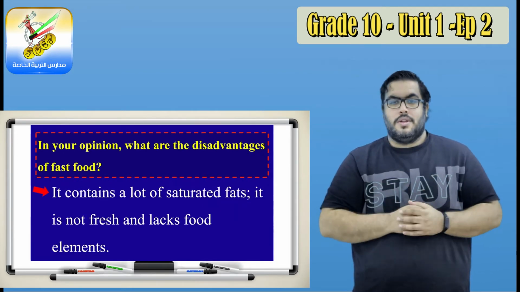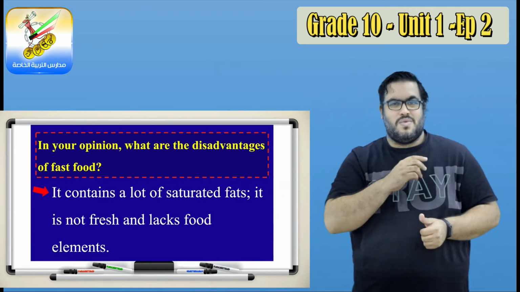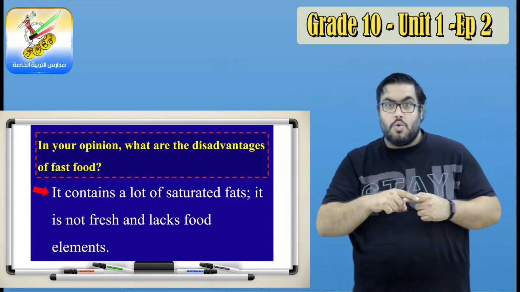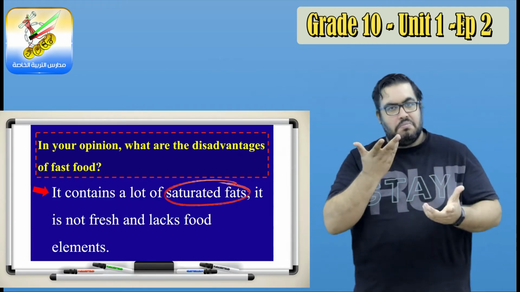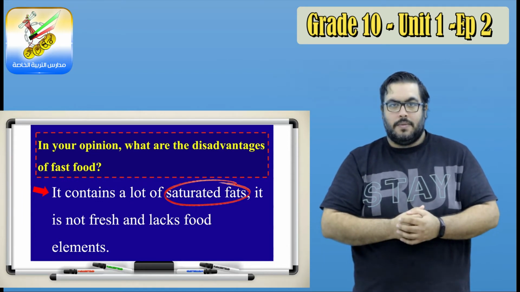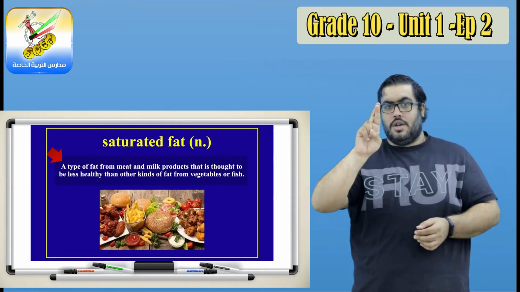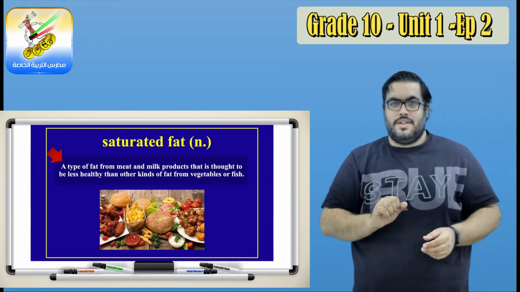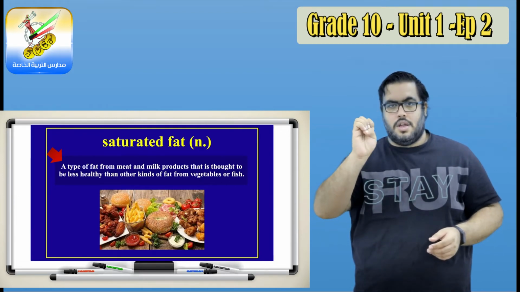It contains a lot of saturated fats. It is not fresh, and it lacks food elements. We have saturated fats. The first vocabulary item we took before was unsaturated. Now we have saturated fats. It's a noun, and it means a type of fat from meat and milk products that is thought to be less healthy than other kinds of fat from vegetables or fish.